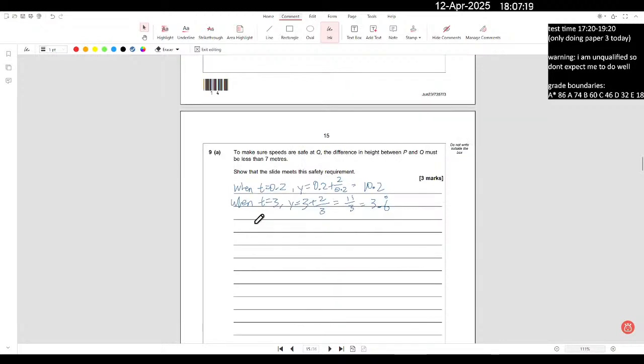Difference in height between P and Q is 10.2 minus that, equals 98/15 meters, which is less than 7.